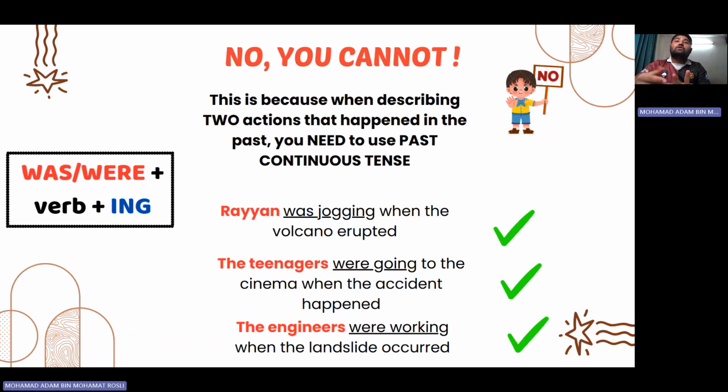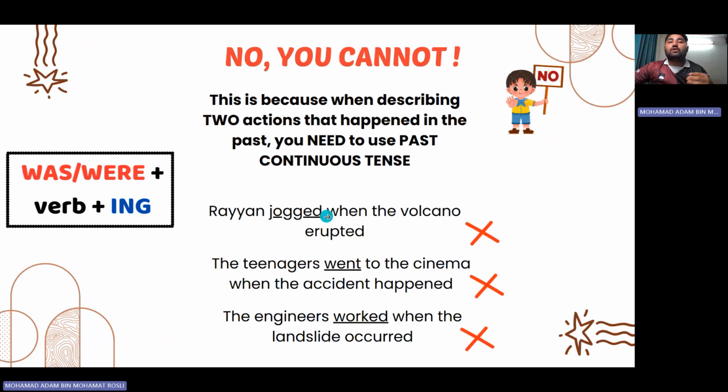Therefore, we need to use past continuous tense. You need to use was or were plus verb plus ing, not just simply the verb in its past form. Therefore, the sentences that I showed before are wrong even though they are in past tense, because you cannot use simple past tense to describe two actions that happened in the past.